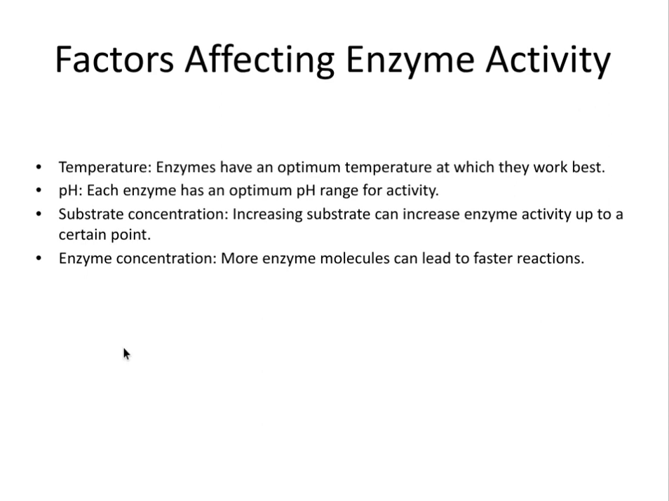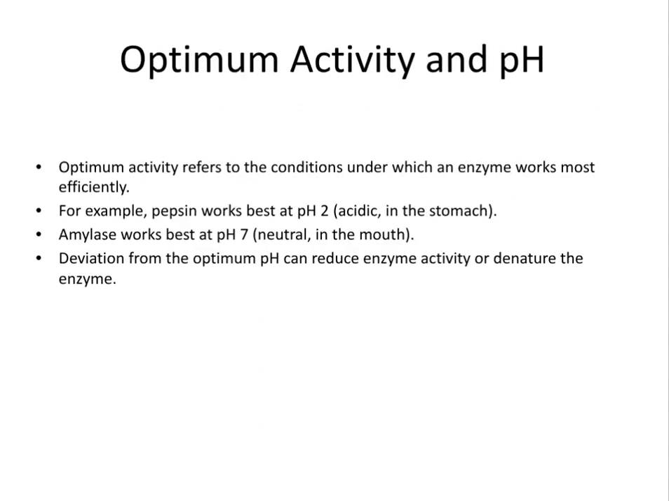Increasing substrate can increase enzyme activity up to a certain point. Enzyme concentration: more enzyme molecules can lead to a faster reaction. So the higher the enzyme concentration, the faster the reaction. Substrate concentration: increasing substrate can increase enzyme activity up to a certain point. Then there is the pH, the optimum pH range for activity, and the temperature at which the enzyme reacts the best and works the best.